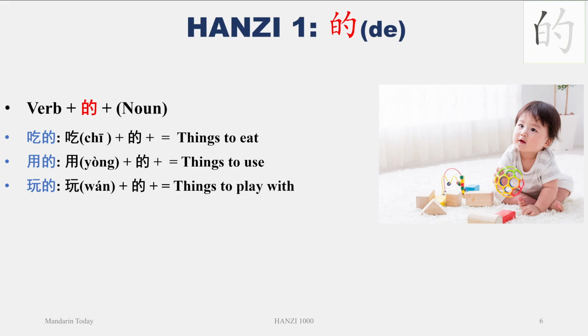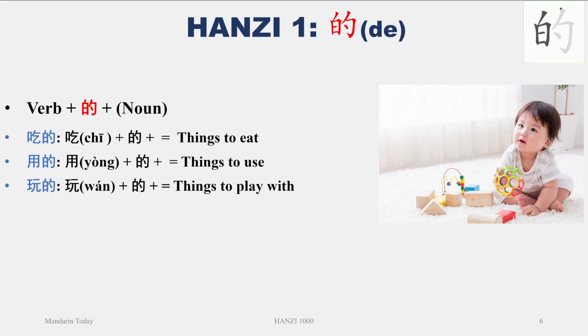So let's find a way to understand this. First, the structure of this is you have a verb followed by 的, but here the noun is often omitted, and this is mostly used in an ask and answer conversation where the noun has already been mentioned or referred to.